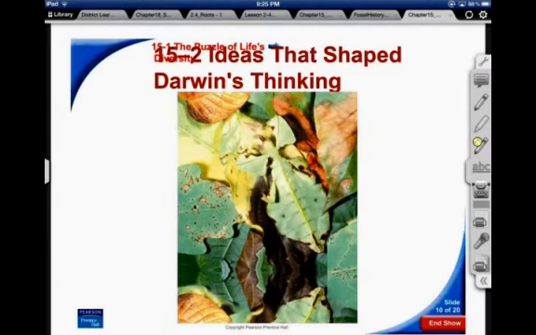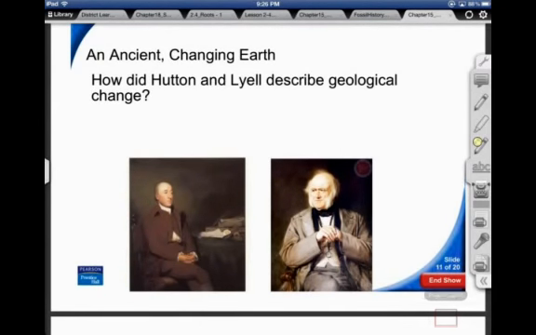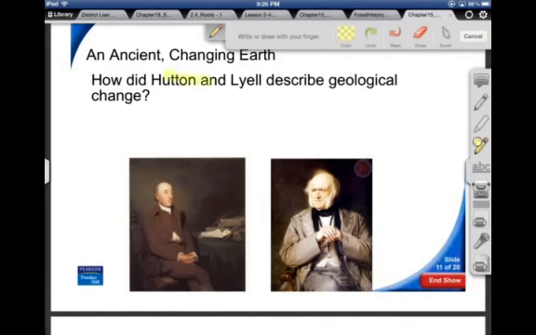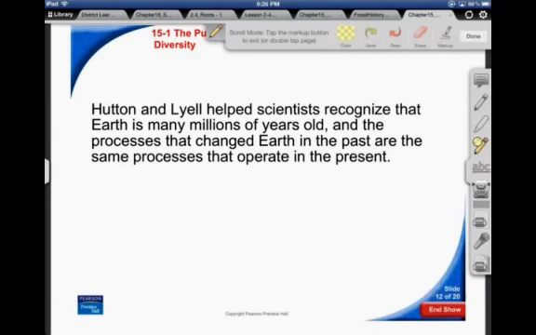So when you look at ideas, where did Charles Darwin really take his ideas and run? What might have influenced him? Well, Charles Darwin was pretty heavily affected by a couple of geologists, Hutton and Lyell, who studied geological processes. And what they had determined was that the Earth was changing.